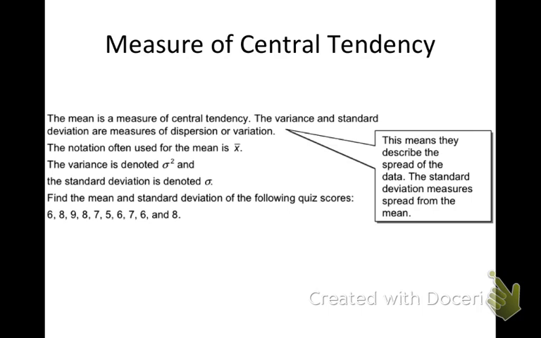First thing we want to talk about is the mean. The mean is the measure of central tendency. The variance and standard deviation are measures of dispersion or variation. What does the mean usually find? Mean finds the average, right? Okay. So we're going to talk today about finding the average. So the notation often used for the mean is X bar.